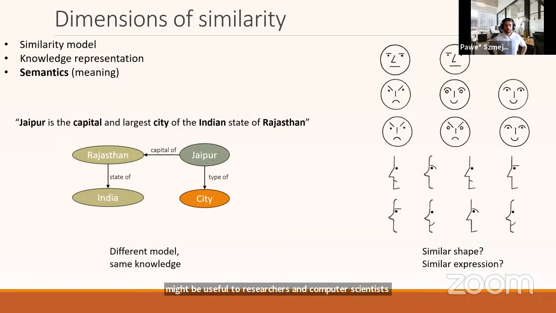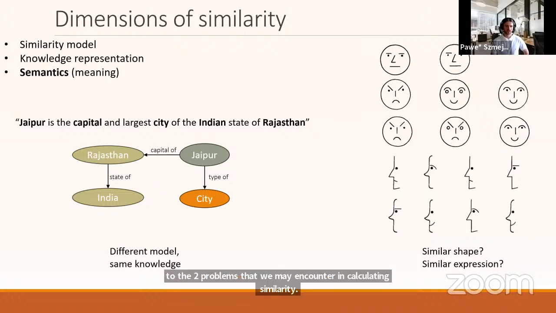Now, an alternative way to classify similarity is by semantics. And semantics, in short, is meaning. You can swap one word for the other. The meaning of similarity. So I would like to point to the two problems that we may encounter in calculating similarity.